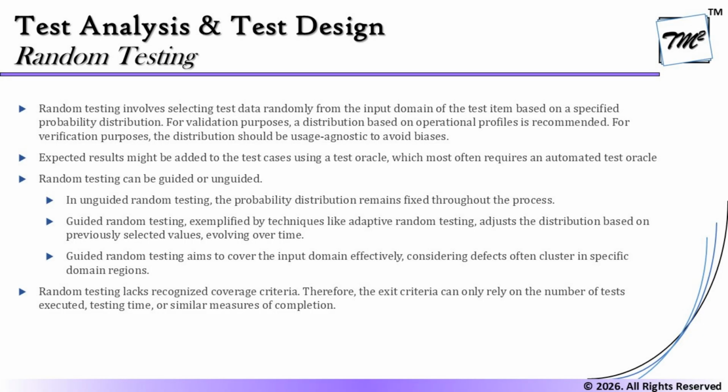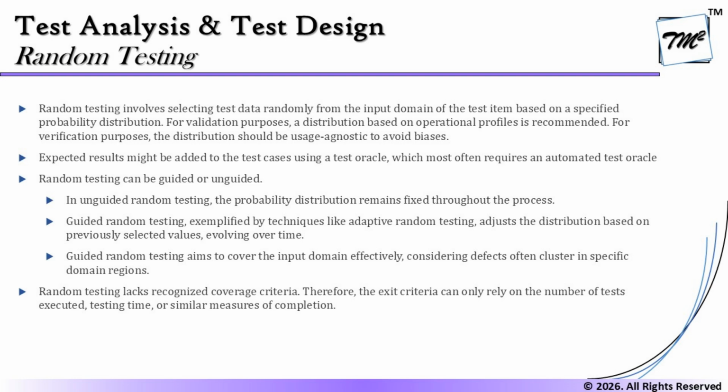Also, to add here, of course, expected results might be added to the test case using a test oracle, which most often requires an automated test oracle, because we look to see if there is any way we can do some kind of automation by trying different sets of test data. It could help us uncover those defects which normal formal testing generally does not find, and having automation in place would make it quick, simple and easy to perform.